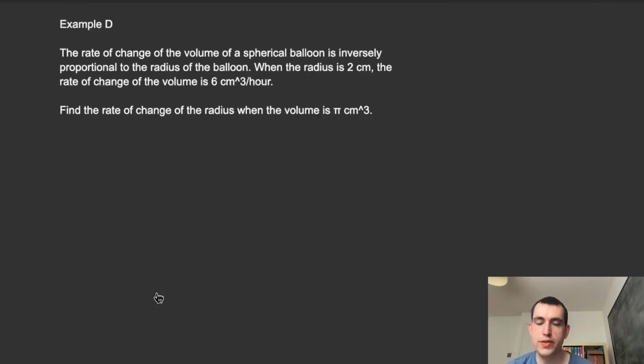Last example for you to finish off then: the rate of change of the volume of a spherical balloon is inversely proportional to the radius of the same balloon. I'm also giving you the information that when the radius is 2, the rate of change of the volume is 6 centimeters cubed per hour. My actual question: find the rate of change of the radius when the volume is π centimeters cubed.